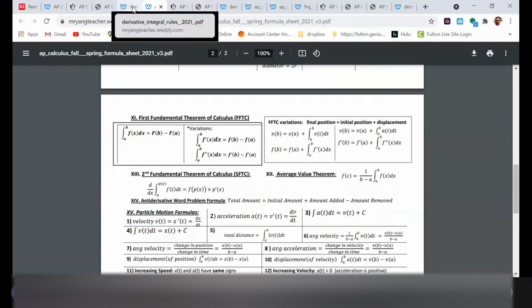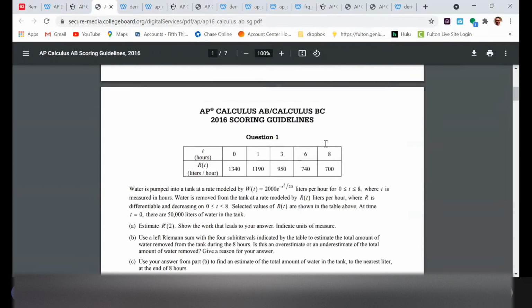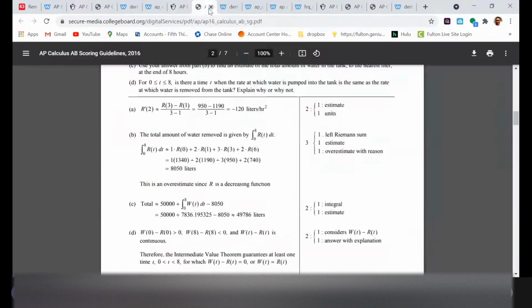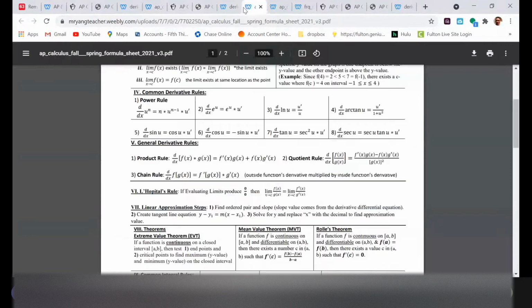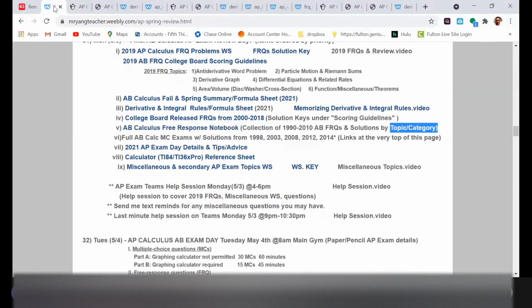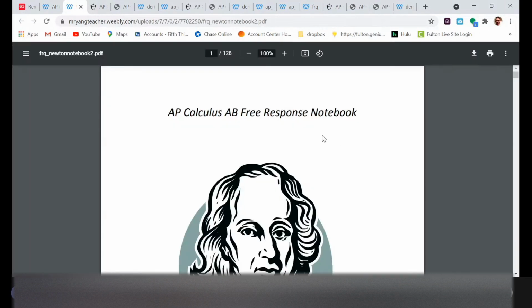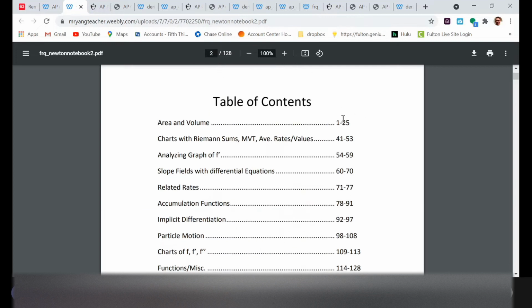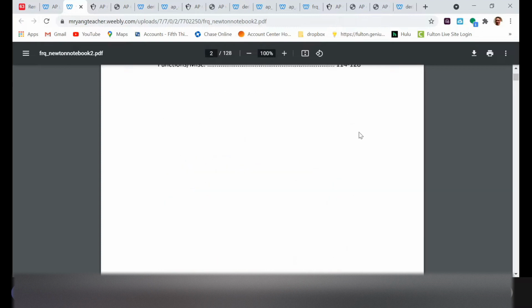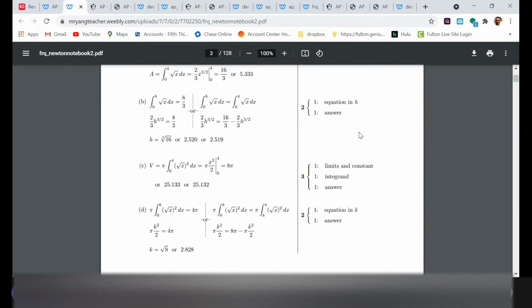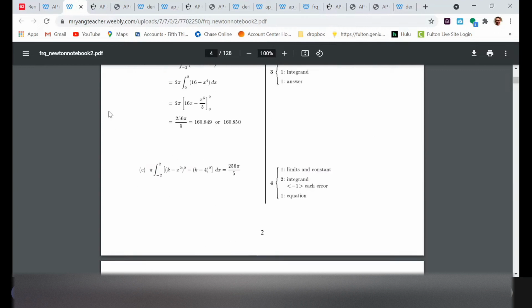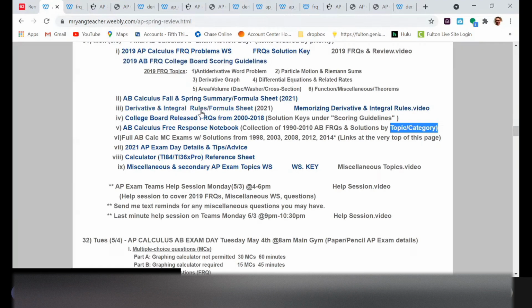Where's that link? Did I close it? Okay, I click on this again. It'll take you to the free response notebook, and the table of contents organizes FRQs by topic. If you want to do area and volume, you can just scroll through those problems and read through them. They're organized by year or by topic, depending on which you feel will be helpful.